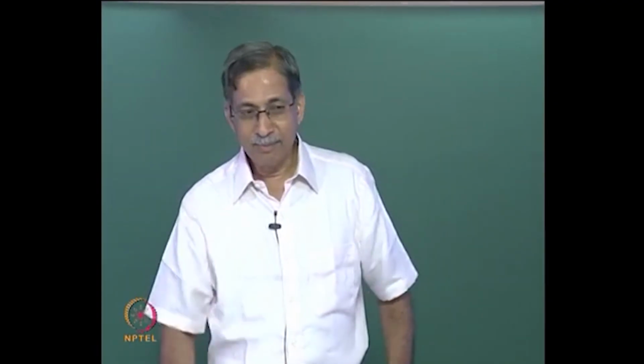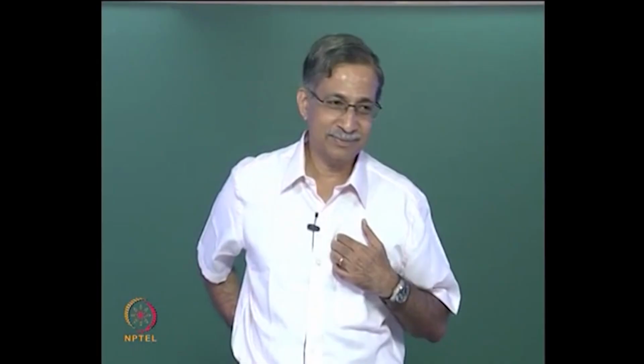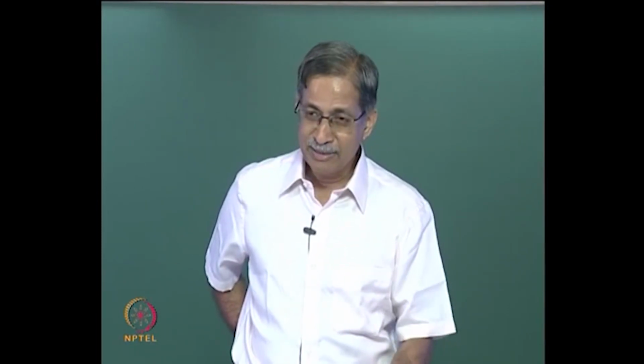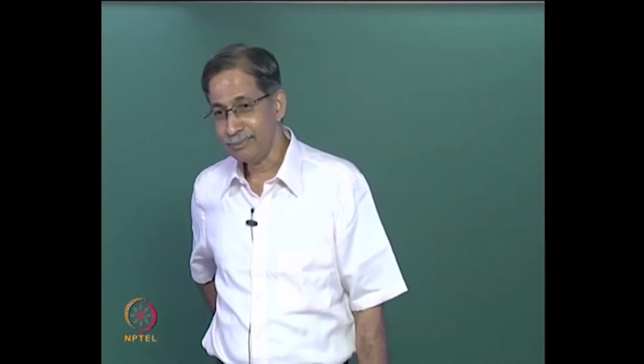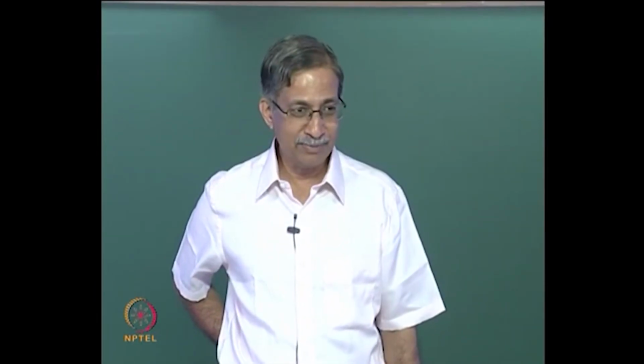Let us say you do a moment distribution of this frame, okay. You have two joints where you have unknown rotations, you can do it, right. Will you get the correct answer? You will get some moments, but you will have a problem with the answers you get. What is the problem that you get? That is a problem you get in moment distribution method, not with slope deflection method. What is the degree of indeterminacy of such a frame? 2. But there is a sway, so it is 3. So you can't wish away that sway degree of freedom.